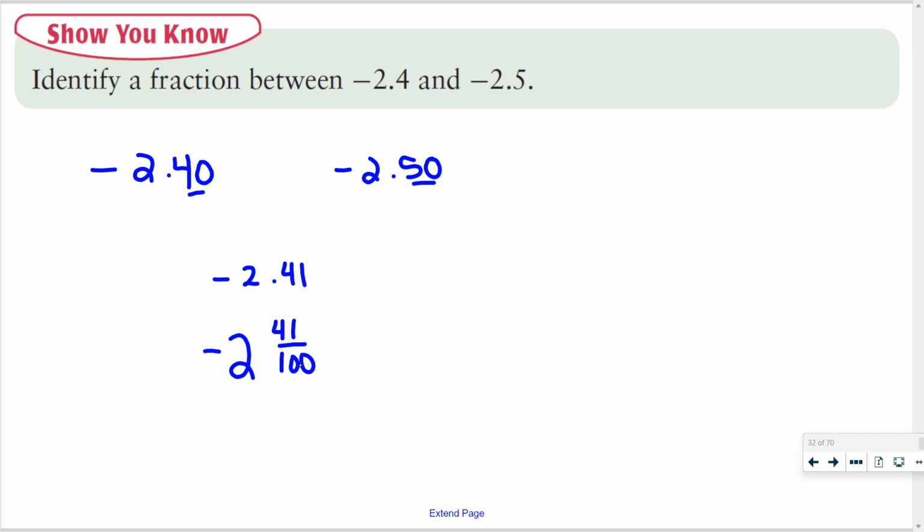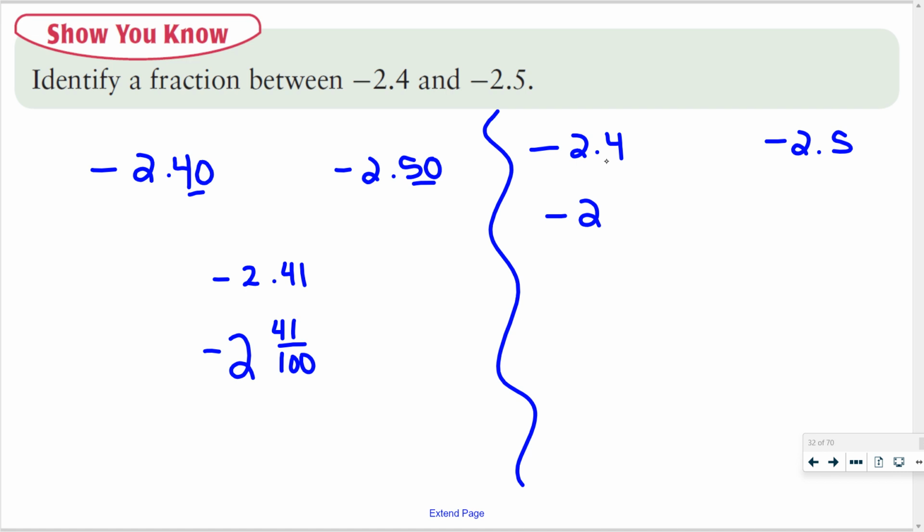Okay, let's look at option number two in case you chose that one. So what I'm going to do is go back to my original and change these two to fractions. So this is negative 2. Remember, the decimal means and. What do you have? You have 4/10. This is negative 2. The decimal means and 5/10. So I want to pick a number in between. So I know it's going to be negative 2. Now let's look at our fraction part. 4 and 5, they're both out of 10. So there's no whole number between 4 and 5.